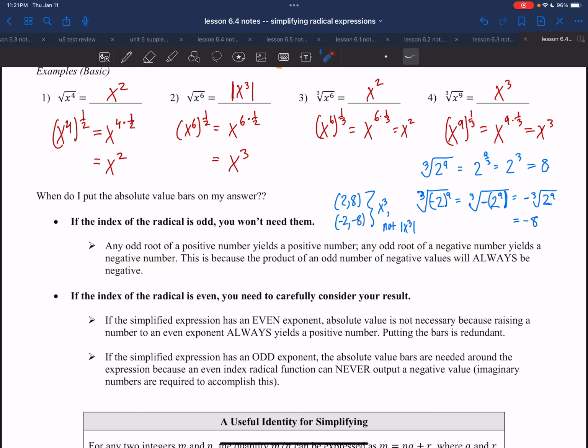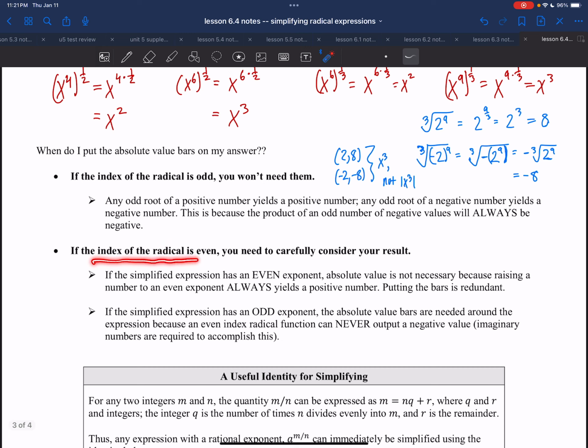And this is because if you multiply an odd number of negative values, whether it's 3 negatives or 5 negatives, if you take the product of that, it'll always be negative. So it's not going to be absolute value because it's going to include negative values, which absolute value does not. But then if the index of the radical is even, you have to be a little bit more careful with that one. Half the time it is, half the time it's not.